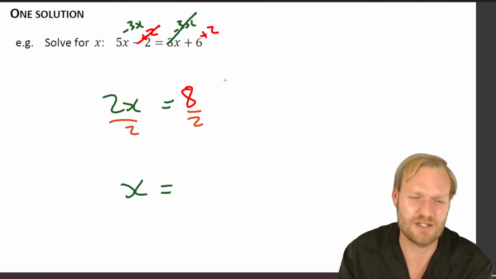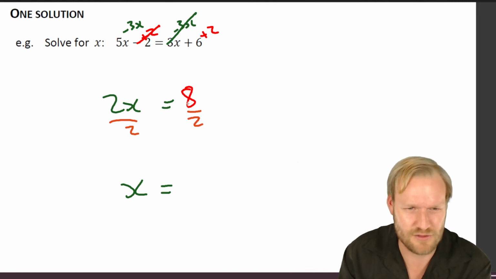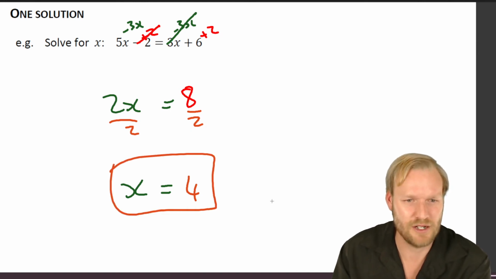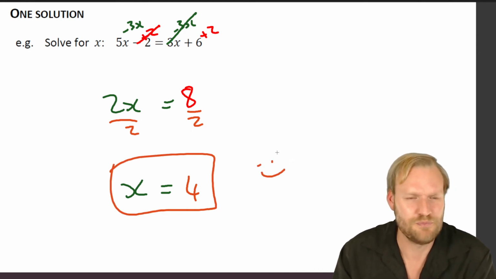But again, we could have asked ourselves the question, 2 times what gives you 8? Well, that what must be 4. Or we divided both sides by 2. Either way, one answer, x equals 4.